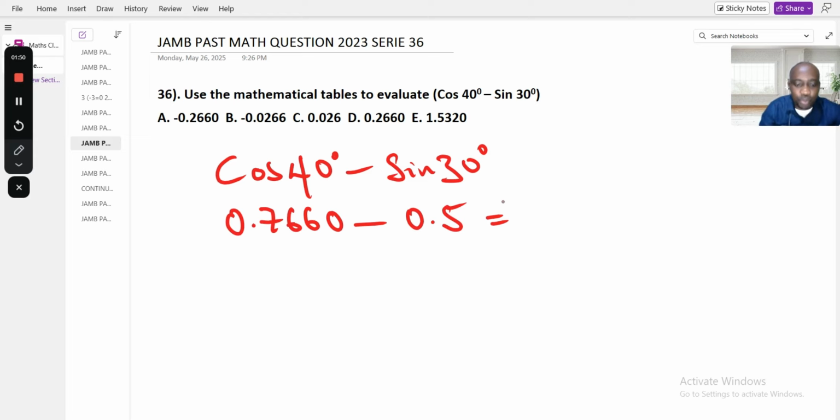0.766 minus 0.5 is going to give us 0.266. Do you have 0.266? Yes, D. Our final answer is D. Let's move to the next question.